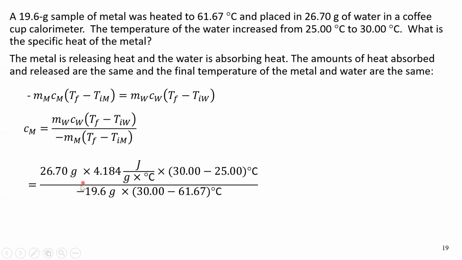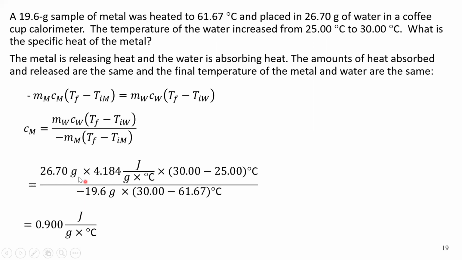The mass of the metal was 19.6 grams. Even though it doesn't state it, the final temperature of the metal was 30. The initial temperature was 61.67. Now, the temperature change is negative, but you're multiplying it by a negative sign. Your specific heat values can never be negative because you're talking about how much energy is required to raise the temperature of 1 gram of a substance 1 degree Celsius. You have to add energy in to make the temperature go up. So when we plug that in, I agree, we get 0.900.